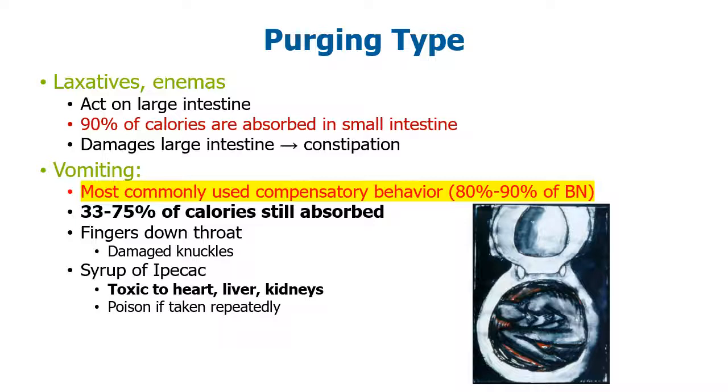Now, when it comes to method 2, which is vomiting, there's 2 methods. There's fingers down the throat, and there's syrup of ipecac. And those have their own negative side effects themselves. The fingers are a little less serious, you have some damaged knuckles, which is referred to as Russell's sign. And then you have the syrup of ipecac, which, if taken repeatedly, basically acts as a poison to the body. And that can lead to poisoning of all the major organs that filter blood or circulate blood, including the heart, the liver, and the kidneys. And just note that vomiting is the most common form of compensatory behavior in individuals with bulimia.